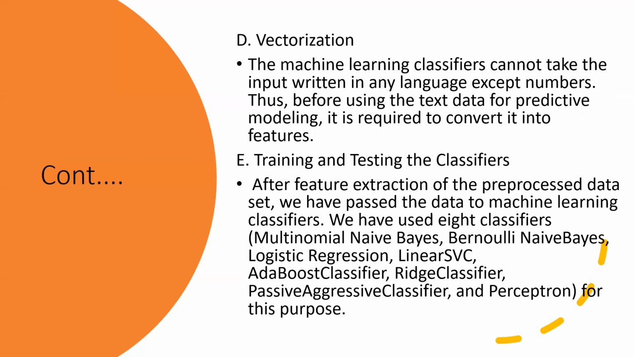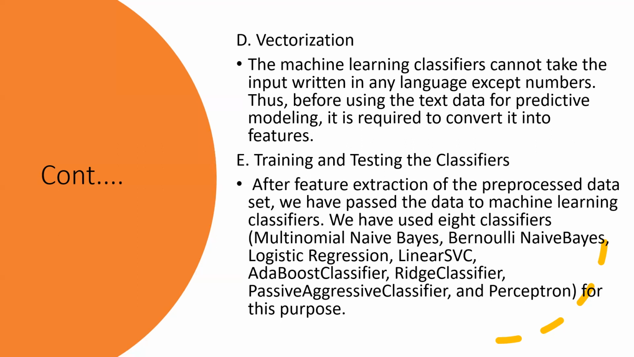Like India lockdown, vectorization. The machine learning classifiers cannot take input written in any language except numbers. Thus, before using the text data for predictive modeling, it is required to convert it into features. So the model is trained in the way that it will take only a specified type of data, like only numbers, only text, or only symbols, etc. So first of all, it should convert all the tweets, messages into a convenient way of understanding.